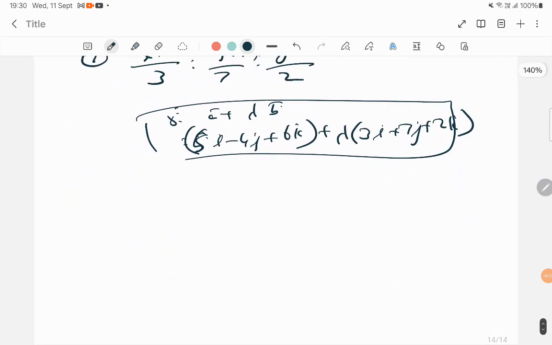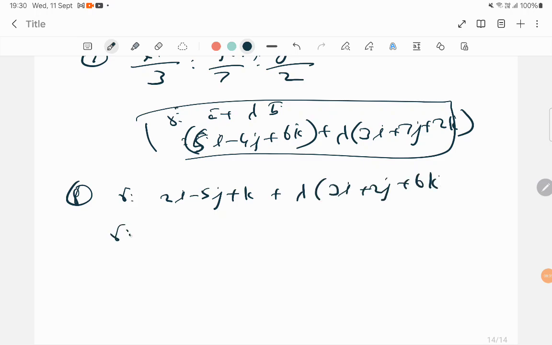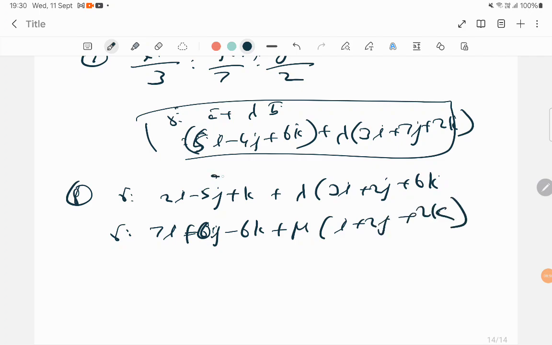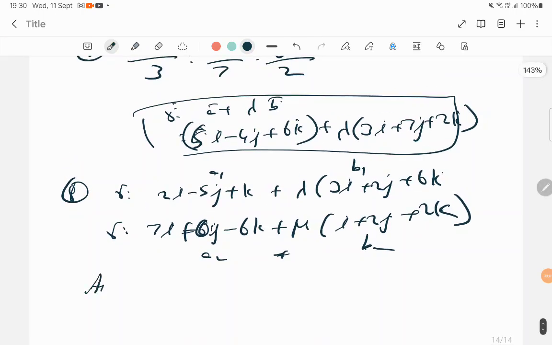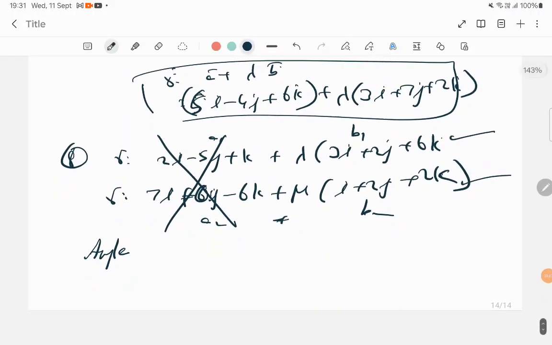So then next question is the eighth question. R vector is equal to 2i plus 5j plus k plus lambda times (3i plus 2j plus 6k). Another line is given: 7i minus 6k plus mu times (i plus 2j plus 2k). When they give me two lines, I'll write a1 plus lambda times b1 and a2 plus mu times b2. So I know a1 and a2 are the points, b1 and b2 are the respective directions. When they ask me angle between the lines, there's no point in looking at the point. You only need both the directions so that you can find the angle.